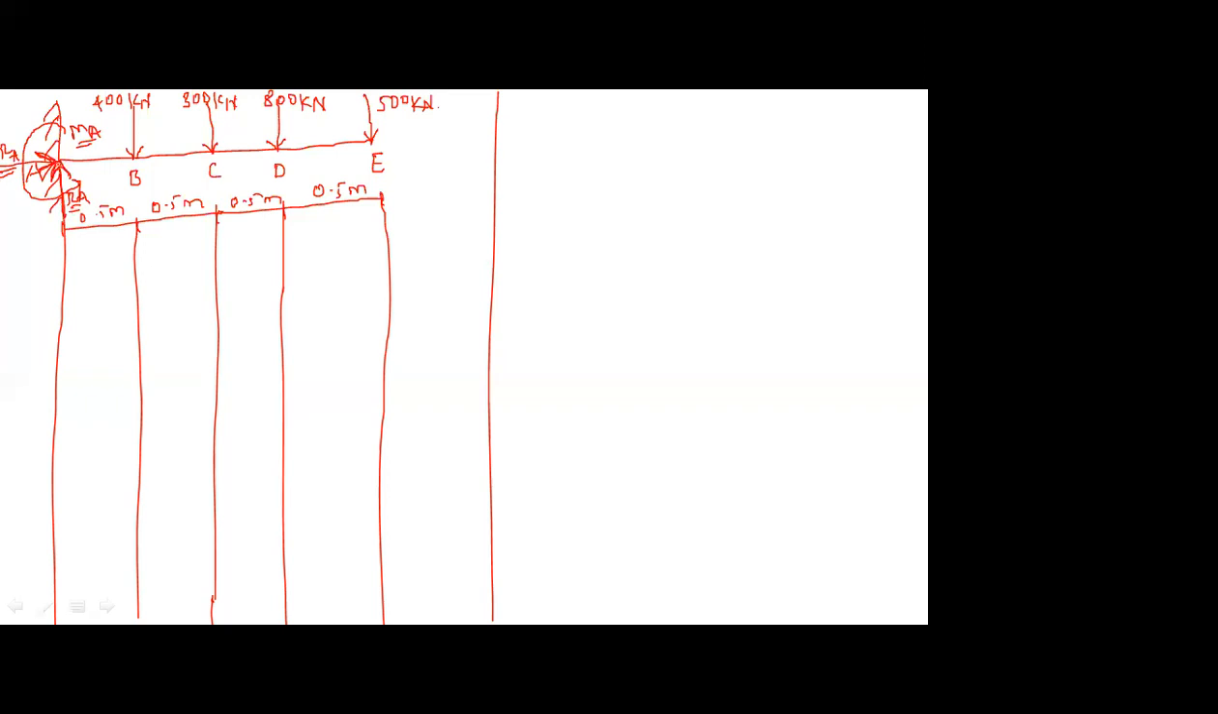Now next heading, SF calculation. In bracket, write down, start from left side. In front of that, upward force is positive, downward force is negative. So try to write down the sign conventions for each and every heading.